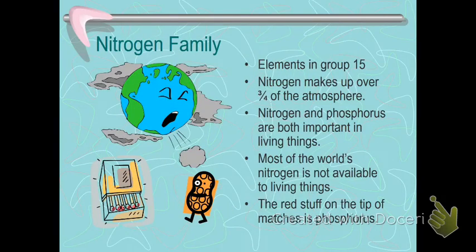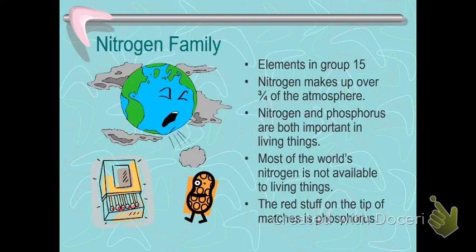The nitrogen family, group 15: nitrogen makes up over 3/4 of our atmosphere. So basically, it's all around you right now. Nitrogen and phosphorus are also important in living things. If any of you do any kind of gardening or yard work, the fertilizers always have a nitrogen-phosphorus ratio in them, because those are important to plants especially.